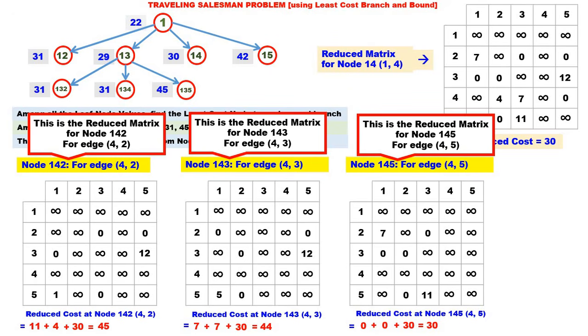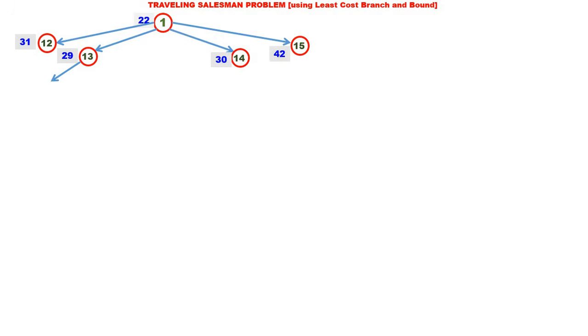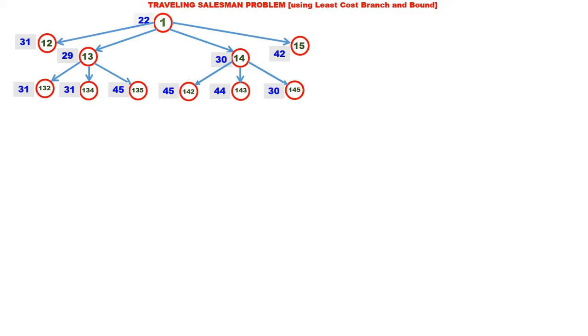Now we should remember these values and the reduced matrices also. Next we shall find the partial state space tree. Yes, till here all of you know already we have done. 1, 3 also we had explored. Now we had explored 1, 4 and these are the values. 1, 4, 2 it was 45, this was 44 and this was 30.